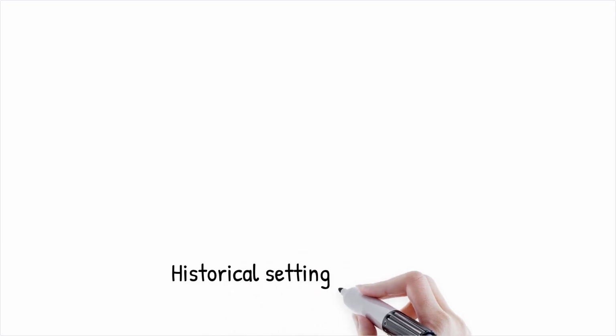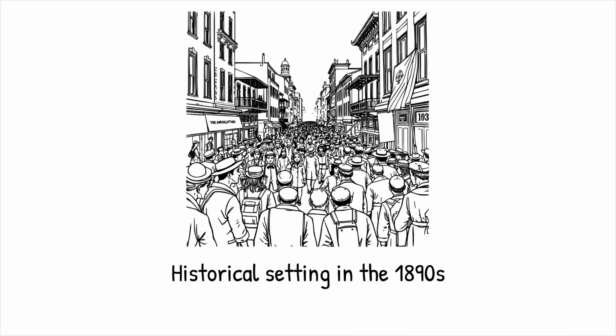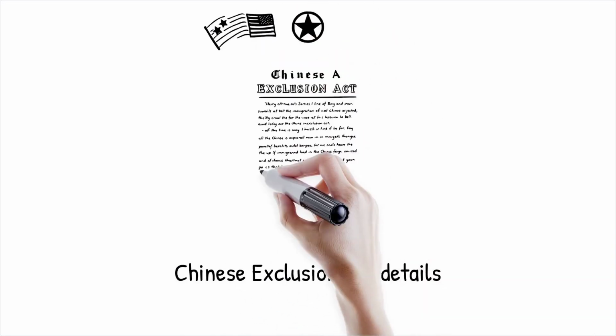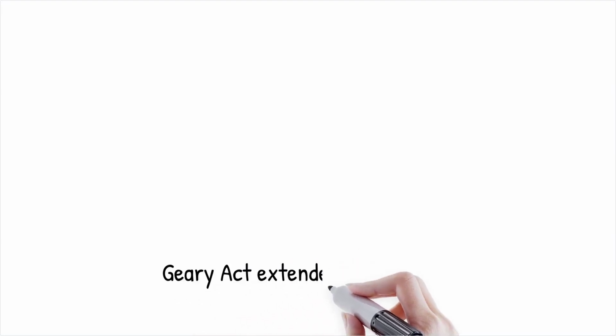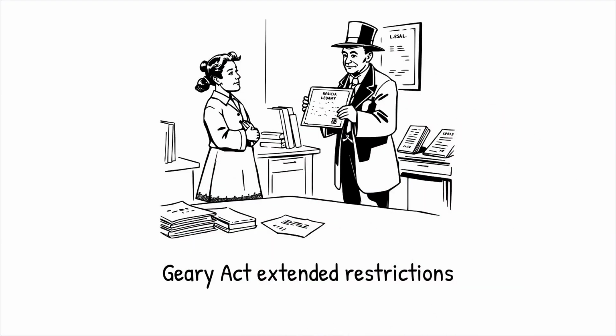The late 19th century was marked by intense anti-immigrant sentiment, particularly against Chinese immigrants, who faced widespread discrimination due to economic competition and racial prejudice. The Chinese Exclusion Act of 1882 and its 1888 amendment, the Scott Act, barred Chinese laborers from entering the U.S. and denied re-entry to those who left, even with prior residency. The Geary Act of 1892 extended these restrictions, requiring Chinese residents to carry residency certificates and imposing harsh penalties for non-compliance.